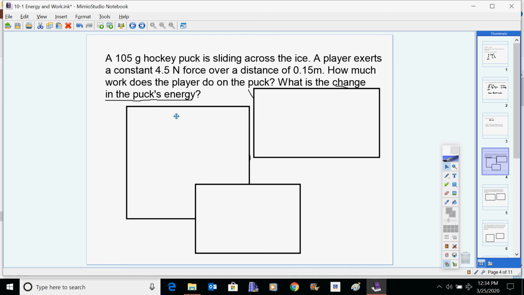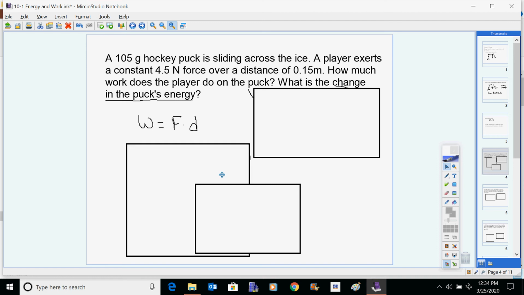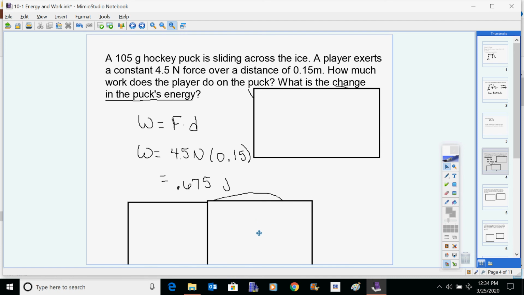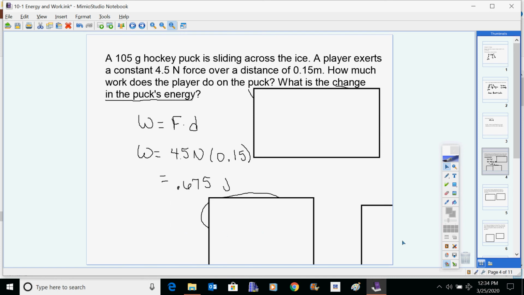He's pushing it in the same direction it's moving, so we've got force and distance, so it's simply a matter of multiplying your force times your distance, your 4.5 times your 0.15, and getting an answer. And you're all capable of doing that calculation. 0.675, here's our new unit of joules. Now the second question, what's the change in the puck's energy?